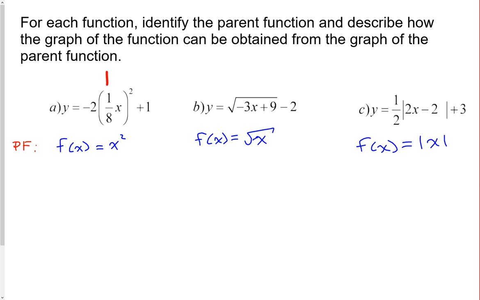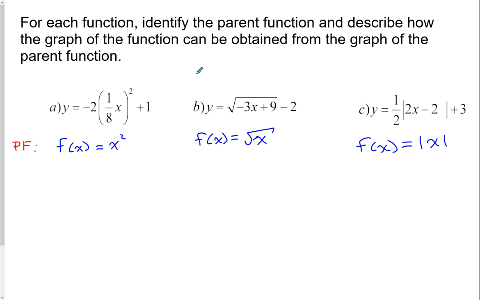Last one. Back here, that's my y value, my +1. That's going to just shift it vertically up 1. So it's going to shift everything up 1. We could type all that into Desmos, and we get ourselves a nice, lovely graph of those transformations. But you're going to have to be able to describe them too.